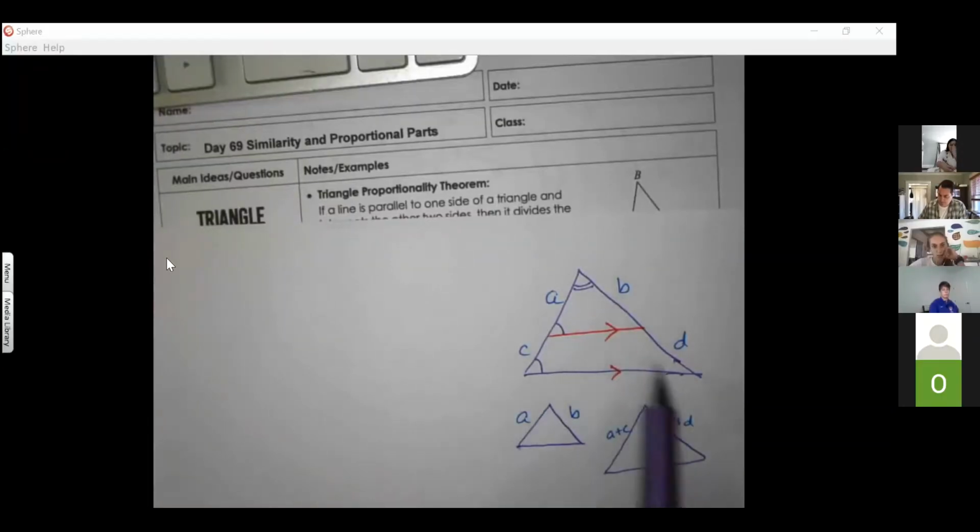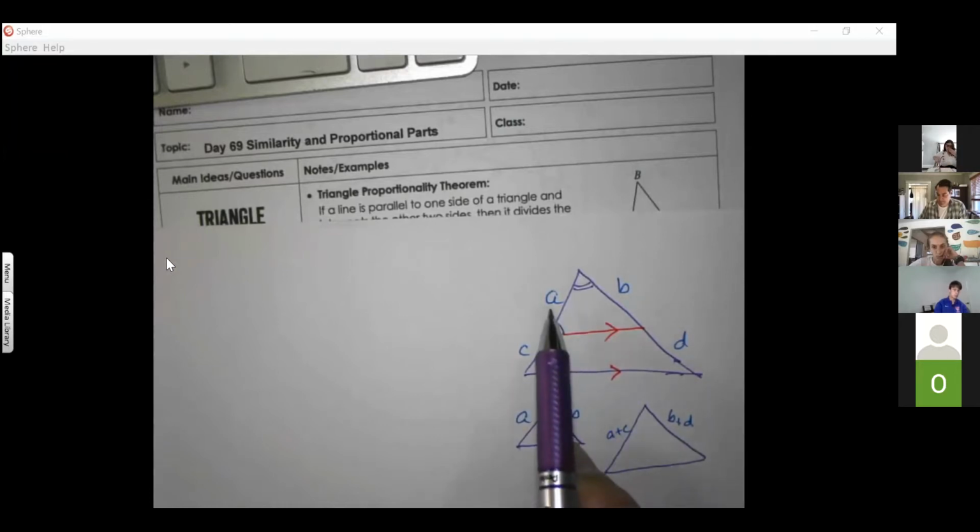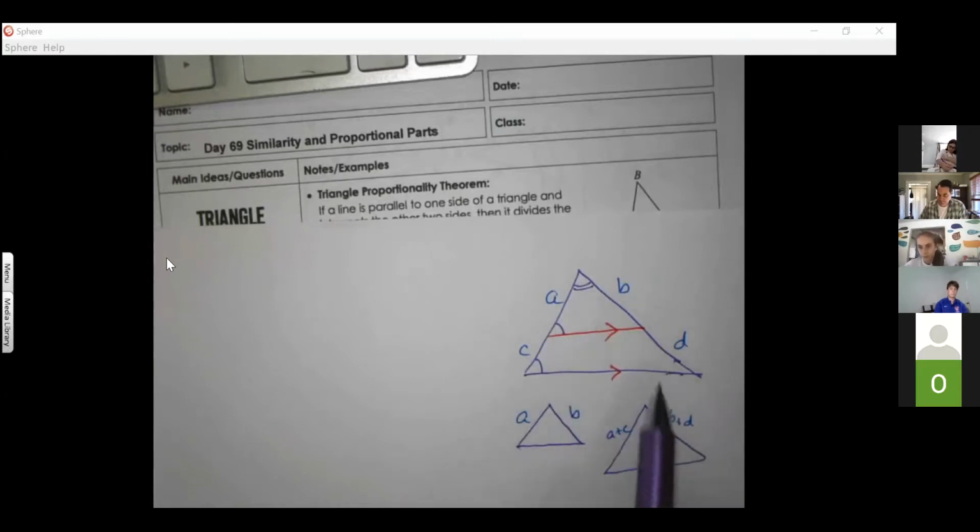Right, so I've got this triangle with a parallel line. When that parallel line is drawn, I produce two similar triangles like this. I've labeled them A, B, C, and D, which means in the little triangle, I've got side lengths of A and B. And in the bigger triangle, I've got side lengths of A plus C and B plus D.